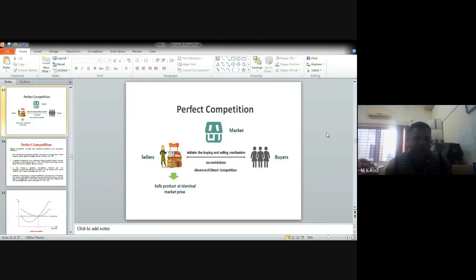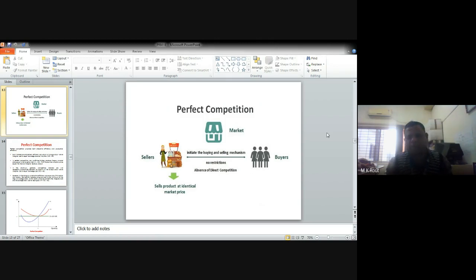Moving to the next one, most of the time the seller will initiate the buying and selling mechanism, with no restriction. There is no entry barrier between the number of competitors, and you can directly see the direct competition. There is no increase or decrease of price by any individual competitor. The most important thing, the uniqueness of perfect competition, is that the market provides a homogeneous product. The next important thing is that they provide identical products to various types of buyers.